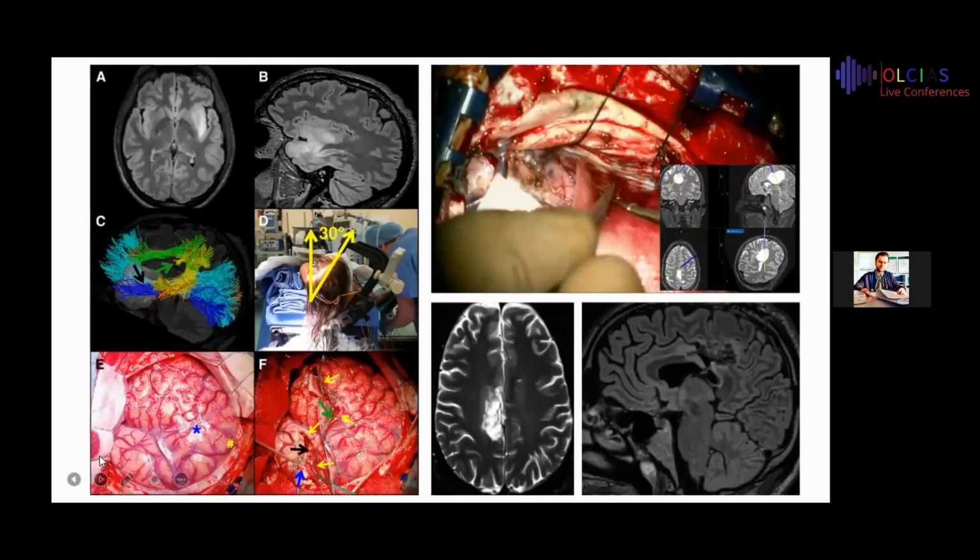So these were the few images from the research and from the hospital, and the participants who were treated and whose tumor was located through this model.